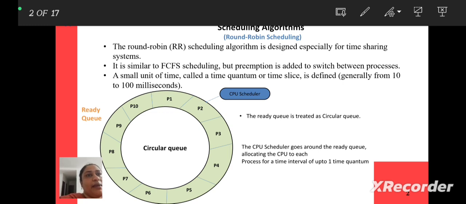When it reaches the end of the queue, it will again come back and check whether P1 has completed its execution. If P1 has completed, then P1 does not need the CPU again. But if P1 did not complete its execution in the first quantum of time it received, then the CPU will be given back to P1 for one more quantum of time, which is 5 milliseconds in this example, and then it will go on like that for the other processes.